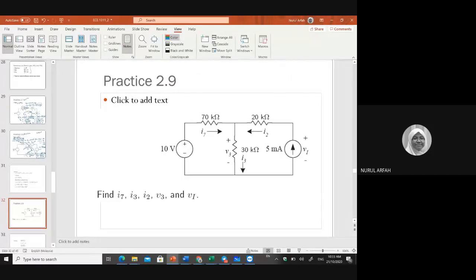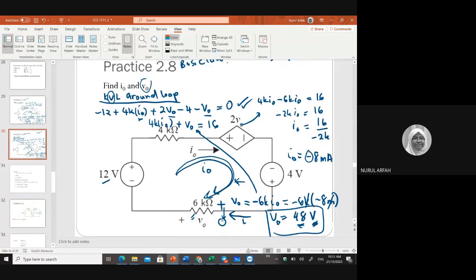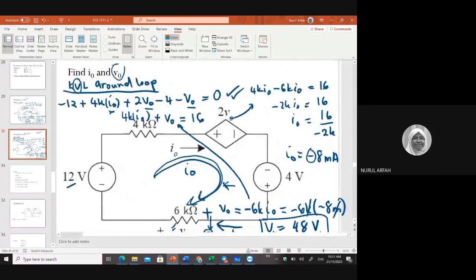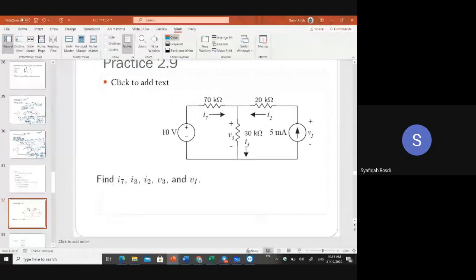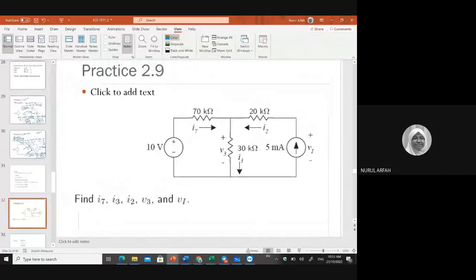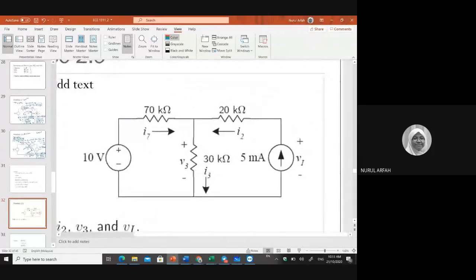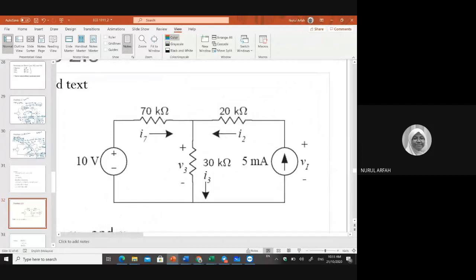Any question? Or are you confused with the previous practice 2.8? No? Okay, now this one. Find I_V, I7, I2, I3, V_I. Use basic law to solve this.